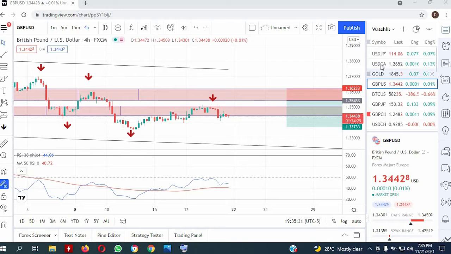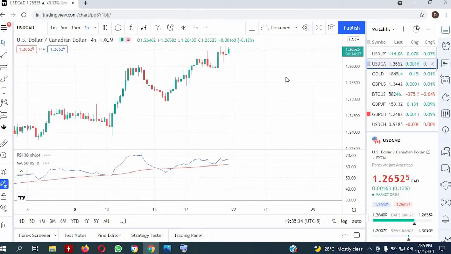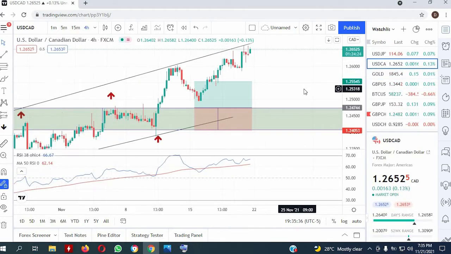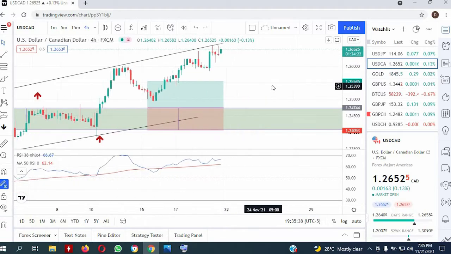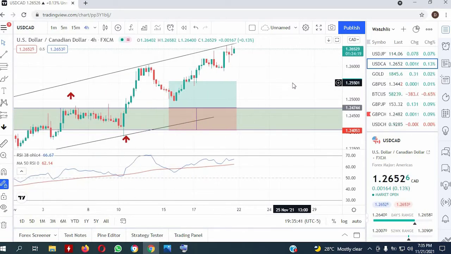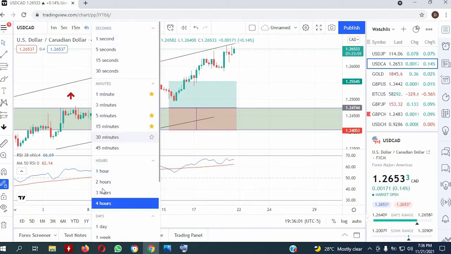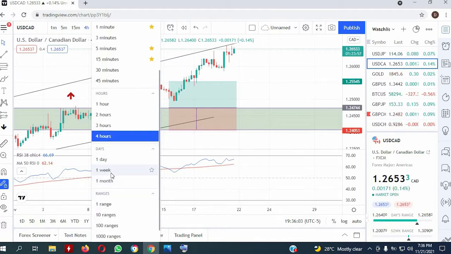Let's move on over to the US Canadian. Last week in my technical analysis for the USD CAD, I said that the USD CAD would pull back into this area and then push further up. I was right. The USD CAD did pull back to this area and push further up. The USD CAD is in a bull trend.